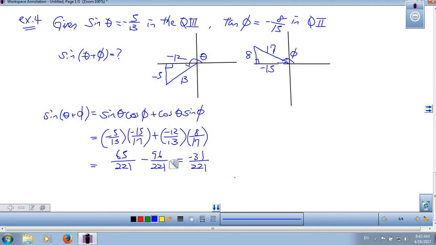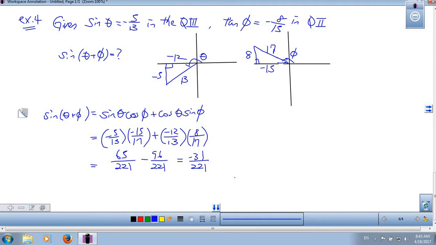So this is what we can do, and we can go on and find cosine of theta plus phi, or cosine of theta minus phi, or tangent, anything. Once we have both angles, or we're able to find everything about the two angles, we can find the function of their sum or difference. This is the key of using the sum and difference formulas. But you have to figure out which quadrant it is, and all three sides, the opposite, the adjacent, the hypotenuse, the x, y and r of that angle. Then we can go on to do this.